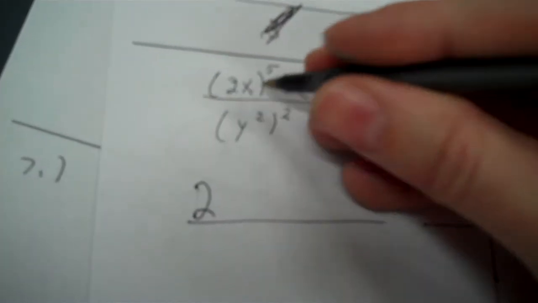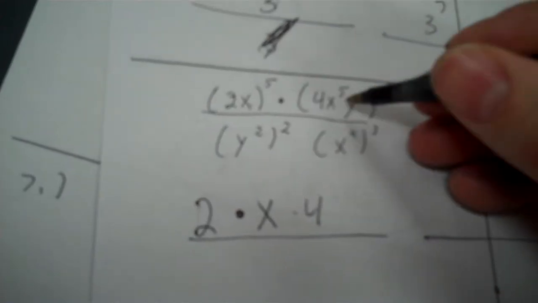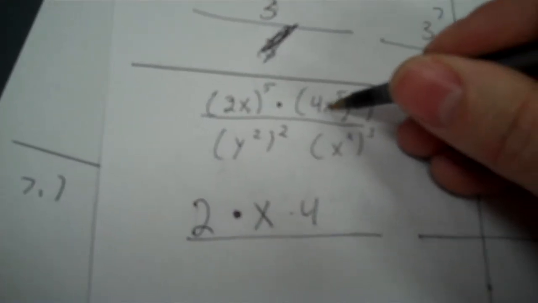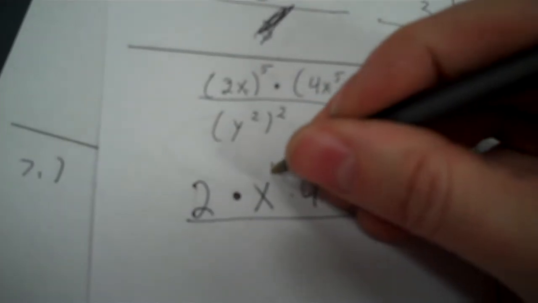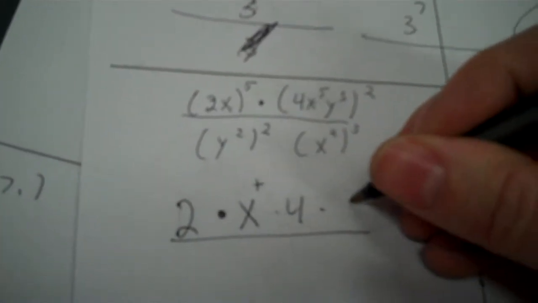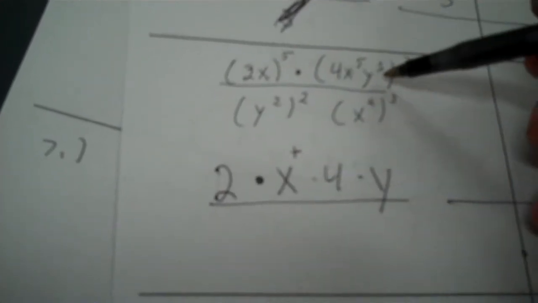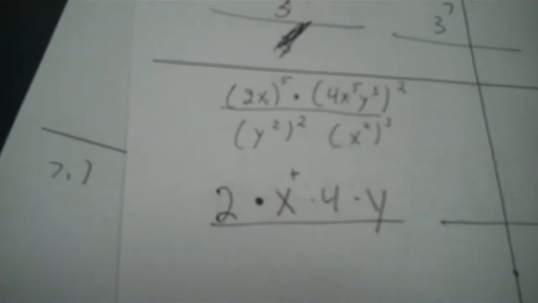Okay, focus on the top. We have a factor of 2, a factor of x, a factor of 4, another factor of x. So when I come across the second factor of x, I put a little plus sign, okay? And then a factor of y. It will help if you come across the second factor, just put a plus sign.